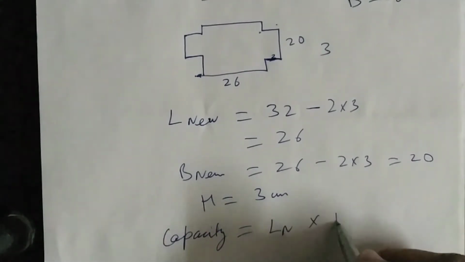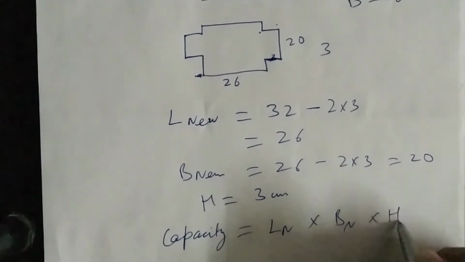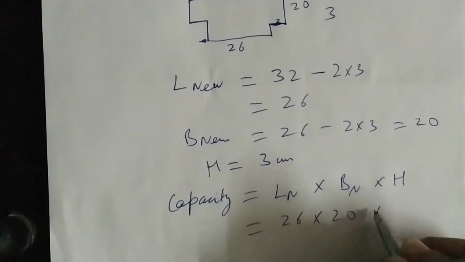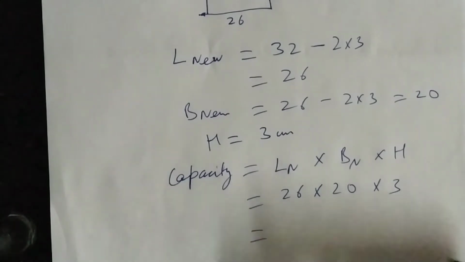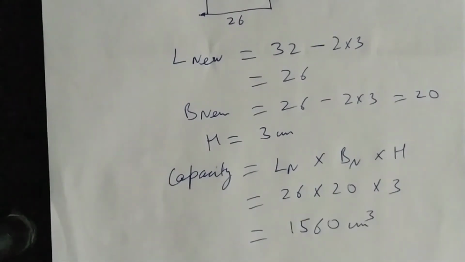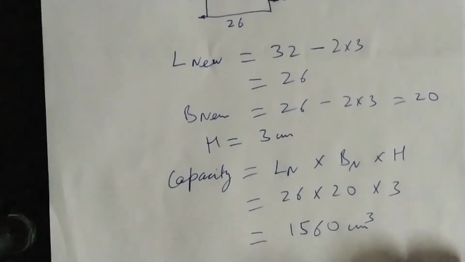Length new multiplied by breadth new multiplied by height. 26 multiplied by 20 multiplied by 3. So you can easily calculate, which is equal to 1560 centimeter cube. This is your answer.